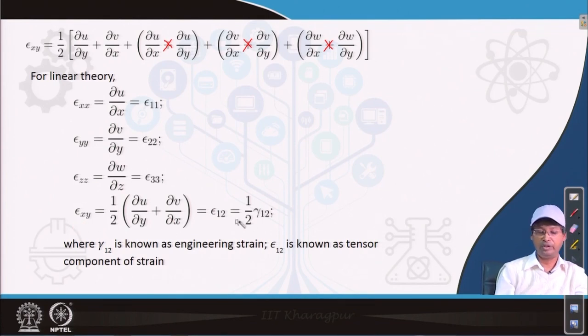And one more corresponding notation is generally followed, that is half of gamma 12, where gamma 12 is known as the engineering strain and epsilon 12 is known as the tensor component of strain. So, we move forward.